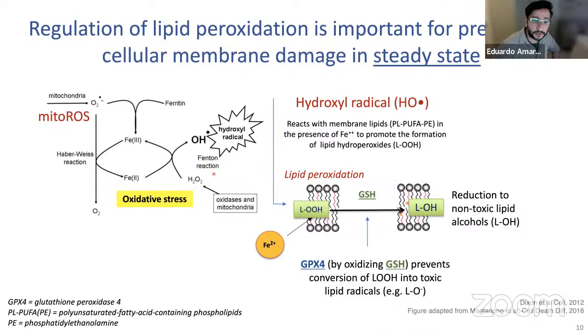So basically, this iron will react with hydrogen peroxide. And as a product of this reaction, we will have water and the release of hydroxyl radicals. These radicals will react with the lipids on biological membranes, mainly lipids that are polyunsaturated fatty acids, leading to the oxidation of these lipids and the formation of lipid hydroperoxides. Our cells, to avoid the accumulation of these lipid ROS, will induce the expression of GPX4 along with generation of glutathione. So glutathione in this case will be utilized by GPX4 to reduce oxidized lipids into a non-toxic lipid alcohol form.